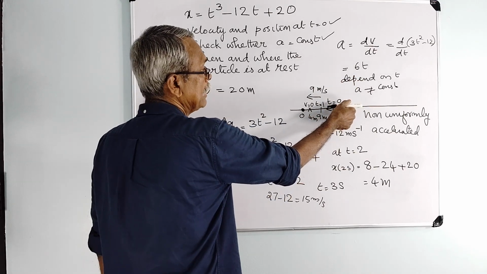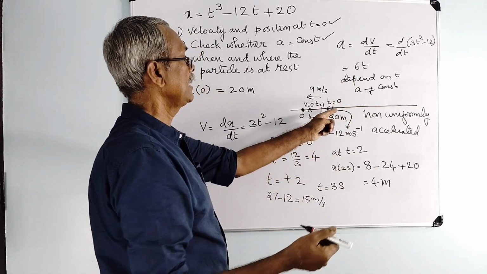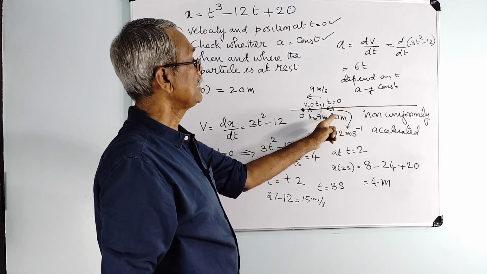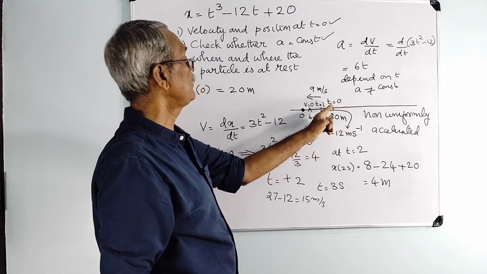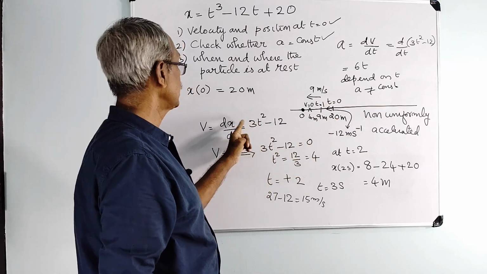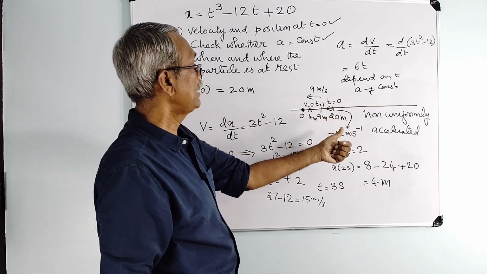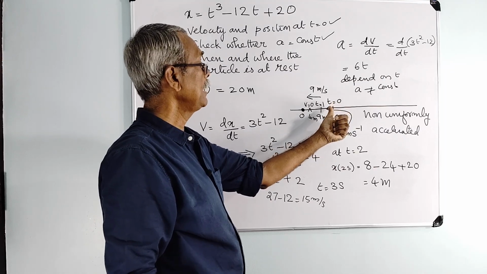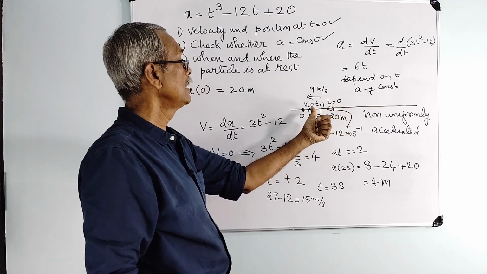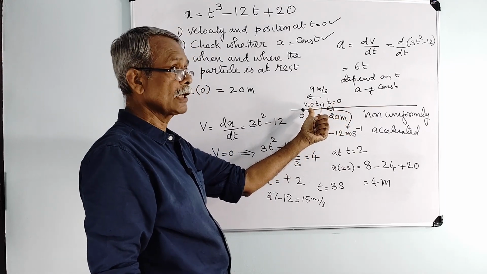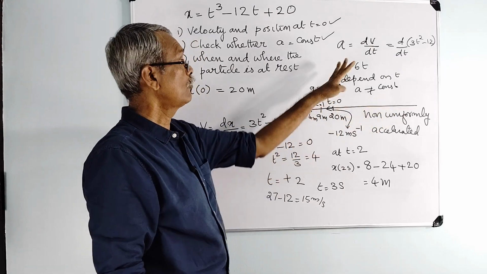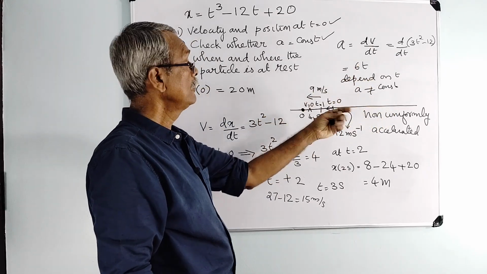Therefore, the particle starts here at 20 meter at t is equal to 0. At t is equal to 0, it will have a speed equal to minus 12 meter per second in this direction. That speed decreases and reaches 0 at 4 meter. Then it increases and moves in that direction.